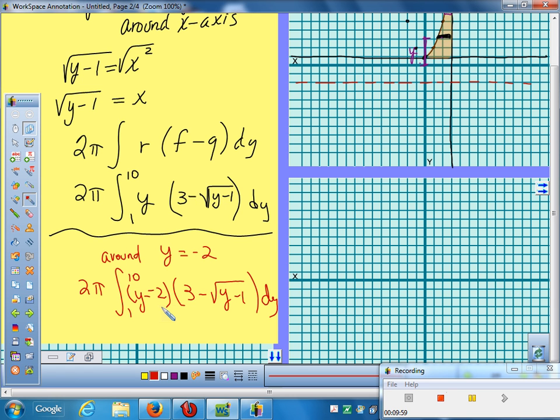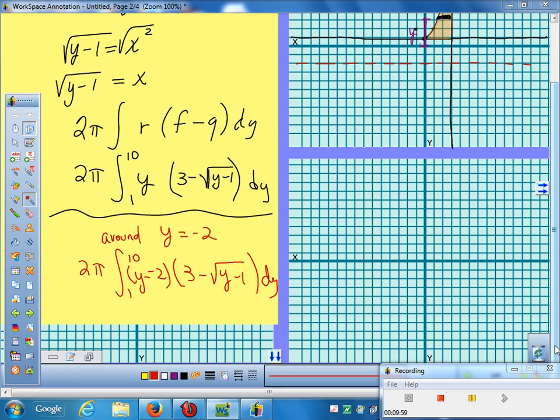The other thing I should note that's kind of handy to know about shell method: to get the radius, we just did top minus bottom. To get the functions, we did right minus left. Those will always be opposite. If your functions were right minus left, the radius will be top minus bottom. They're always opposite. So that's another way to check yourself, am I doing this right?